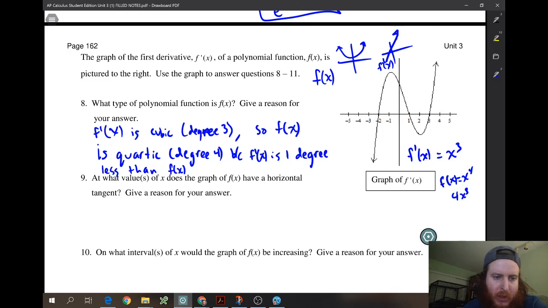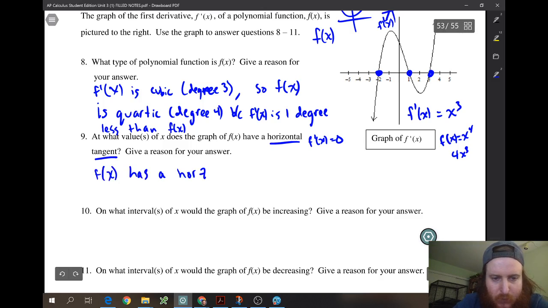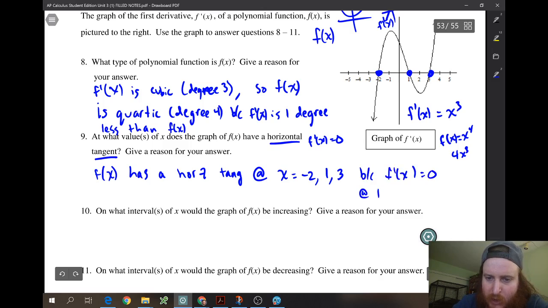Okay, so it was quartic. At what values of x does the graph of f of x have a horizontal tangent? Again, this is a little bit of review from last chapter, but horizontal tangents happen when f prime of x is 0. So this is going to be at -2, at 1, and at 3. So f of x has a horizontal tangent at x equals -2, 1, and 3. Why? Because f prime of x equals 0 at those points.